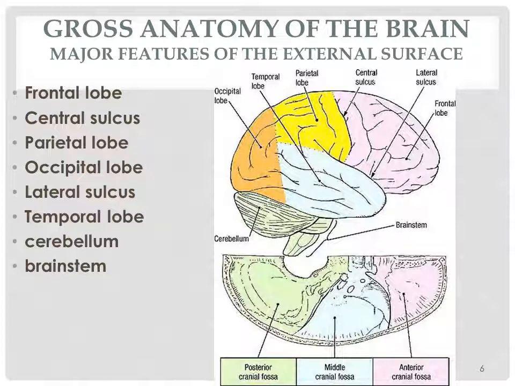So, just to keep it simple, and we will see these in lecture as well, we have a couple of structures on the external surface of the brain here. We have our frontal lobe, we have a central sulcus, which is right here, we have a parietal lobe, our temporal lobe, our occipital lobe, and then we have our little brain here, the cerebellum, and here the brainstem. And we can relate these to the different cranial fossae, which would be the anterior cranial fossa, the middle cranial fossa, and the posterior cranial fossa.